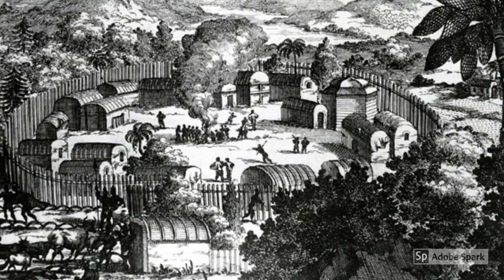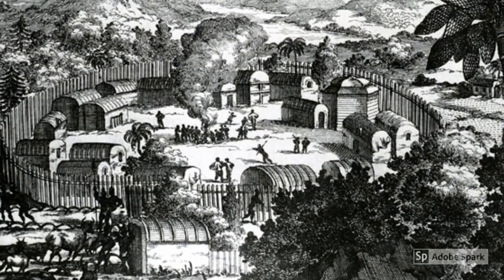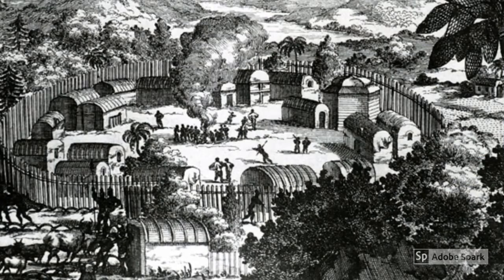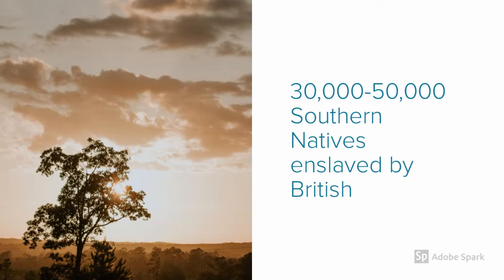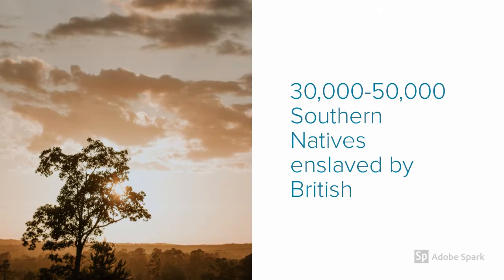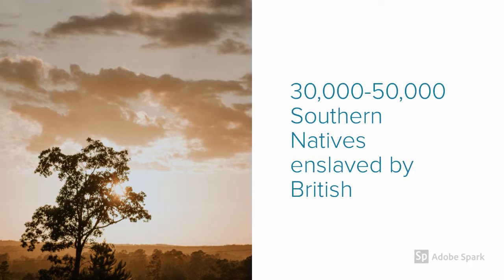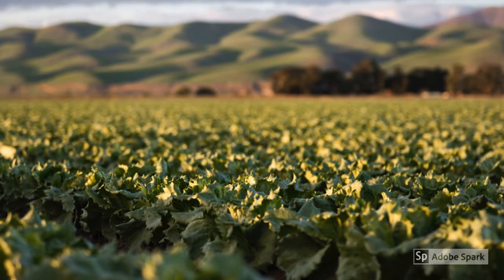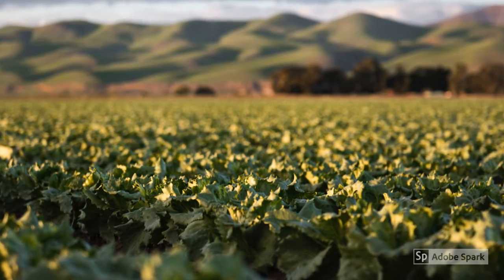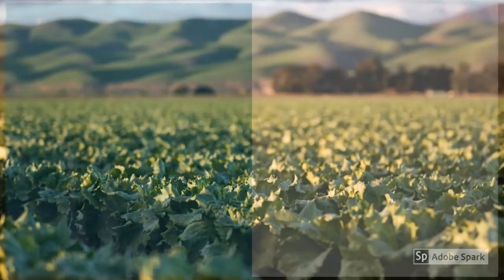We'll then examine one of the significant effects of Bacon's Rebellion, which was the expansion of an Indian slave trade in the Southeast. Between 1670 and 1715, the British enslaved between 30,000 and 50,000 Southern natives. The Indian slave trade was a major part of the economic development of the British Empire in the South.